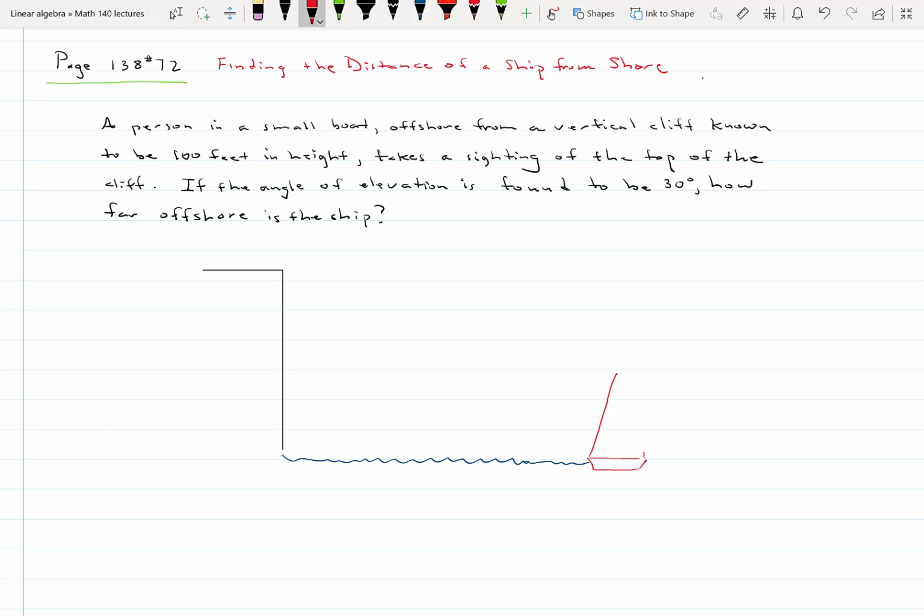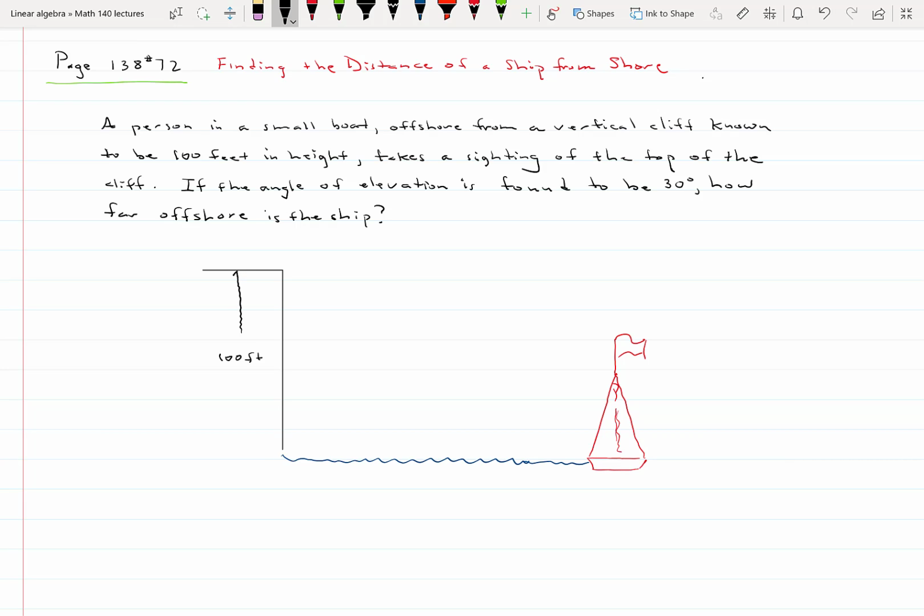We'll give him a sailboat. Put a flag on it. It's going to be a short lecture, so I have to justify stretching it out a little bit here. I'm just kidding. Okay, so a person in a small boat offshore from a vertical cliff known to be 100 feet in height. So the cliff is 100 feet in height.